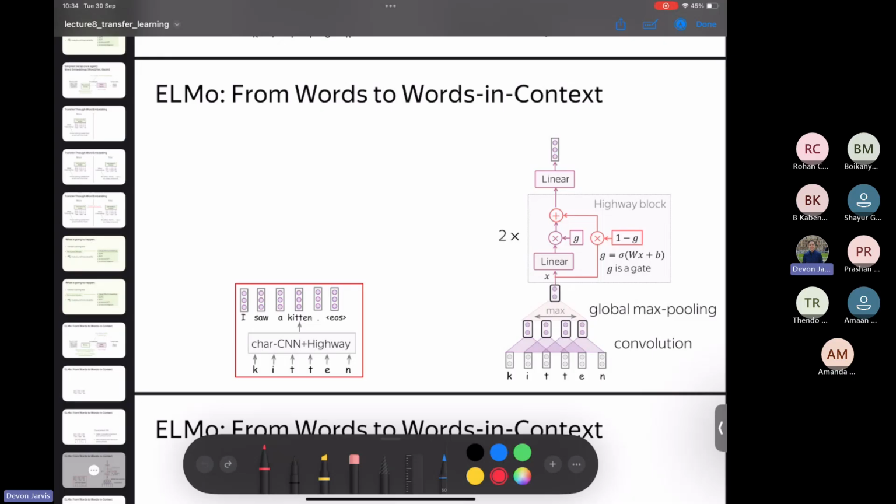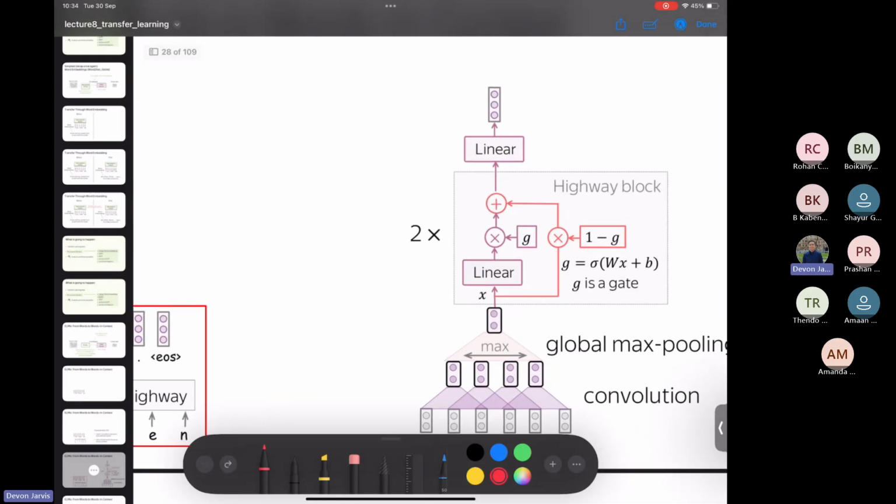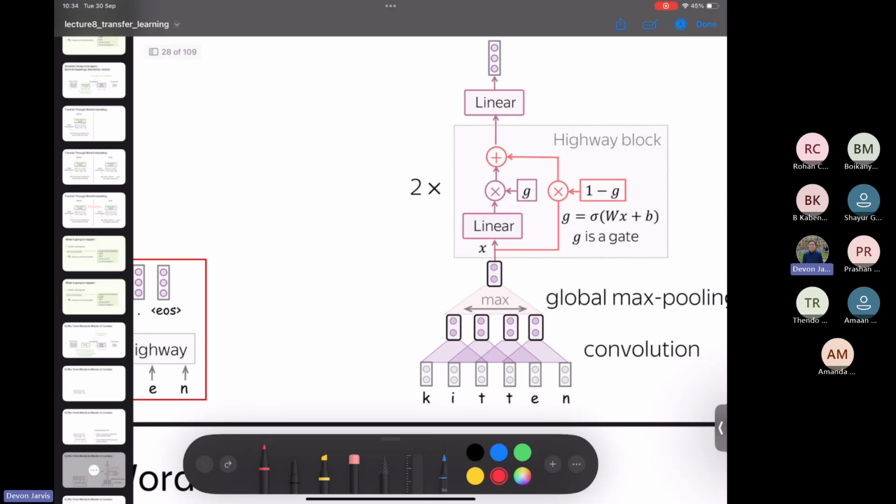Let's zoom in and see exactly what's going on for each letter. We take in these letters at the bottom here, and now you have letter-level embeddings, and you just do a convolution followed by a global max pooling on that. Same ideas. We've seen both of those operations before, and we know that we can backpropagate through them, even the global max pooling. So this is trainable by backpropagation. And then from here, we get into what's called the highway block, and there are two of them in sequence.